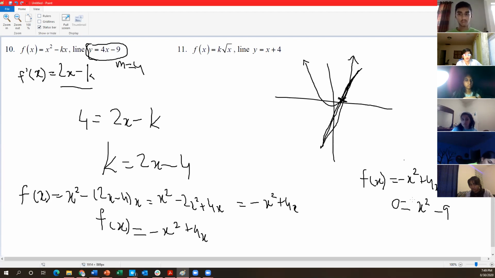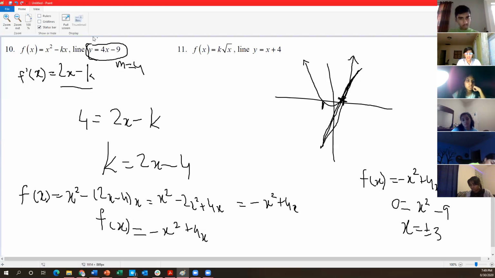So if we set negative x squared plus 4x equal to 4x minus 9, we'll say 0 is equal to x squared minus 9, right? Does this make sense so far? This is another point where I myself get confused, and it takes time for me to wrap my head around this. So 0 equals x squared minus 9. That means x equals plus or minus 3. And once again, I skipped a step, but you know why that works. So at x equals positive 3 and x equals negative 3, this line will be tangent to the graph, even though I didn't draw my graph properly.